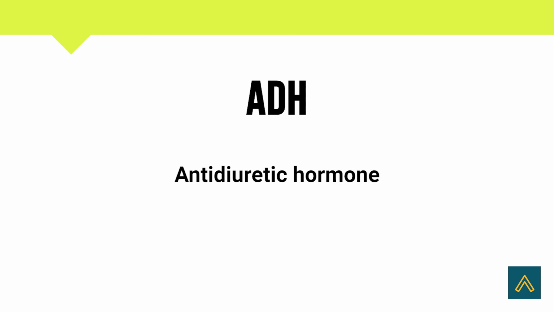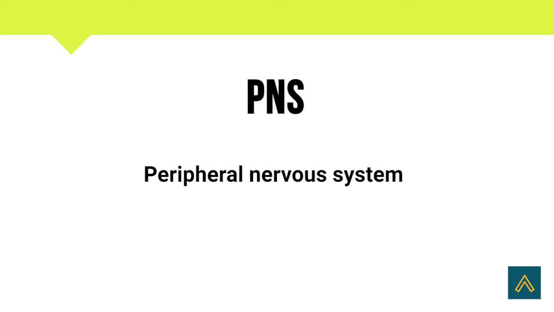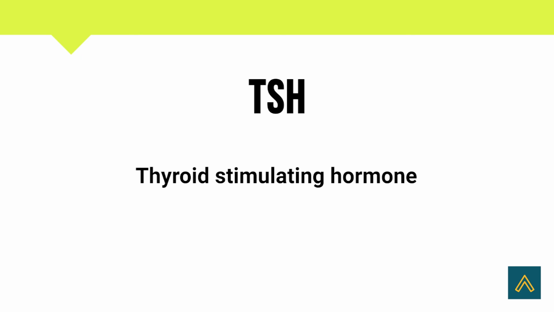ADH. The full form of ADH is antidiuretic hormone. JGA. The full form of JGA is juxtaglomerular apparatus. CNS. The full form of CNS is central nervous system. PNS. The full form of PNS is peripheral nervous system. GH. The full form of GH is growth hormone. PRL. The full form of PRL is prolactin. TSH. The full form of TSH is thyroid stimulating hormone.